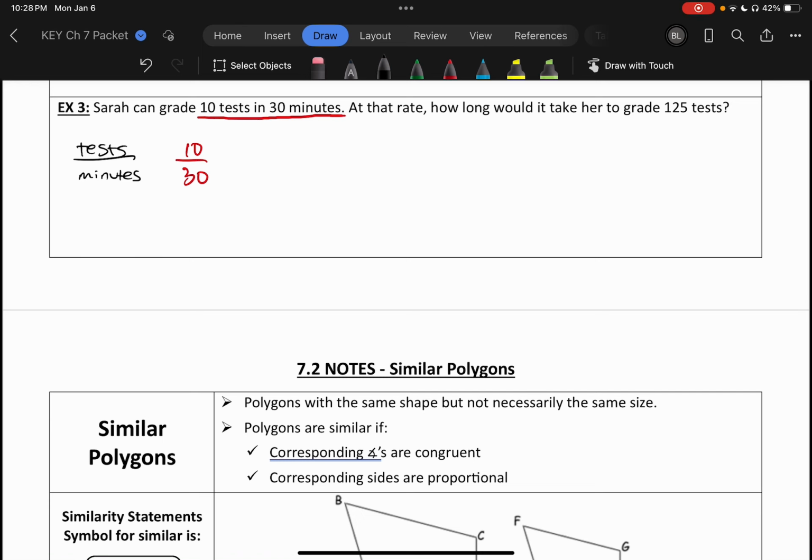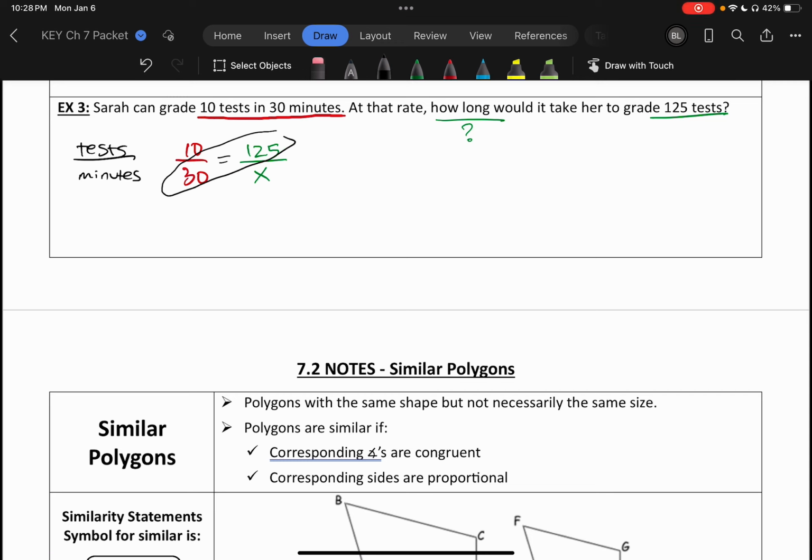So my ratio here would be 10 over 30. That's equal to, well, let's look at the second ratio. It says at that rate, how long would it take her to grade 125 tests? How long? We don't know. So 125 would be tests, so that would go on top in our second ratio, and on the bottom, we don't know, so we're going to call that x. So there's our setup. Now we just cross multiply.